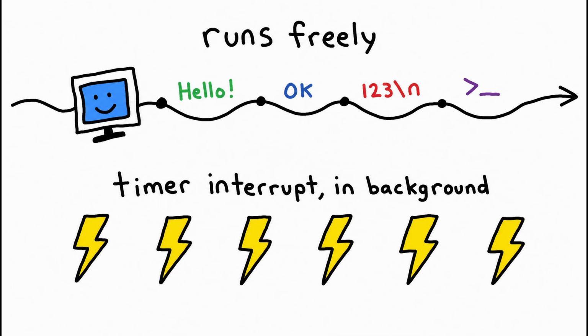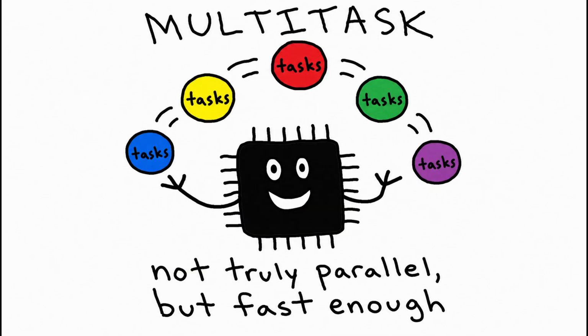Your main loop keeps running freely, handling display updates, serial communication, whatever you need, while the timer interrupt handles the time-critical stuff in the background. This is how you get a microcontroller to appear as if it's doing multiple things at once. It's not truly parallel, but it's fast enough that nothing notices the difference.